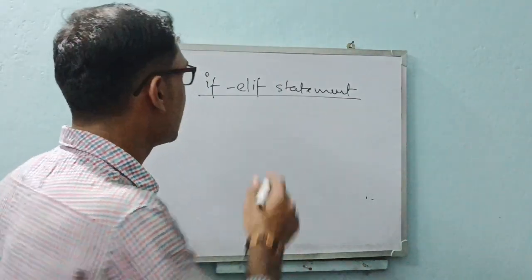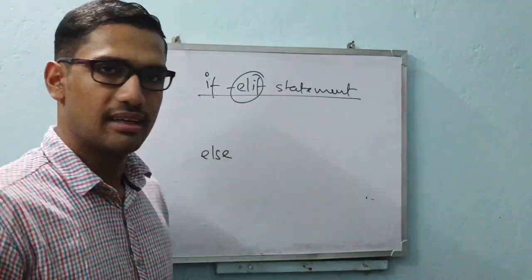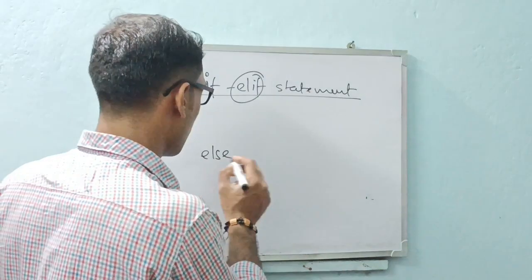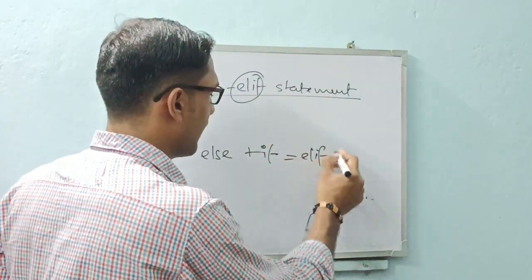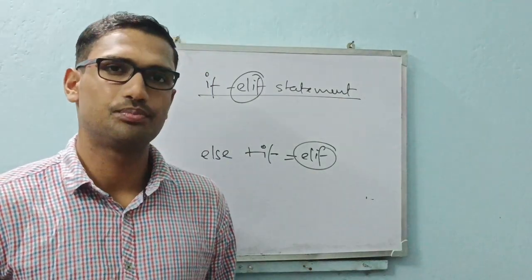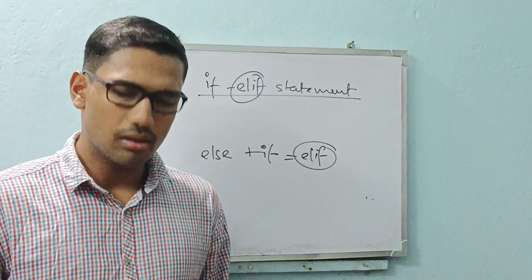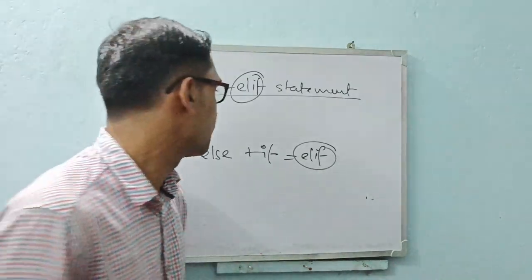So how does this elif come about? If we give a condition with the else part, then else plus if becomes elif. I hope this much is clear to you. Okay, now let's start how to write the if-elif statement.